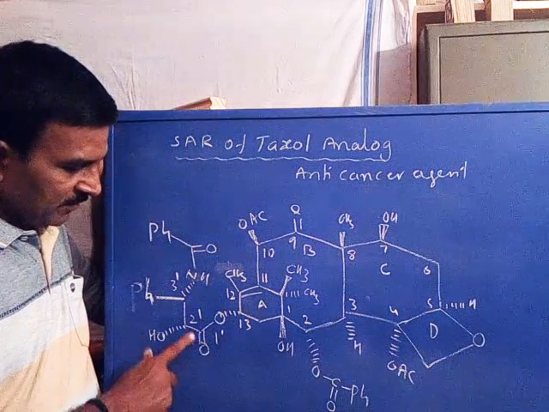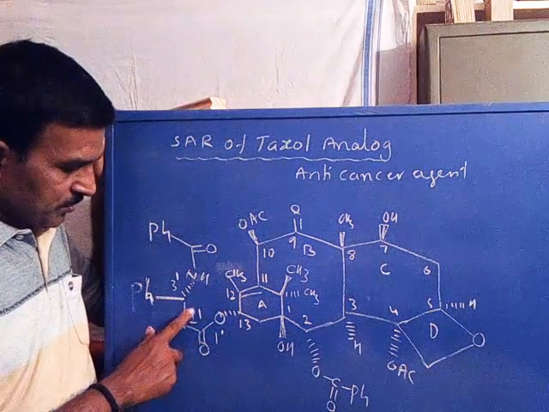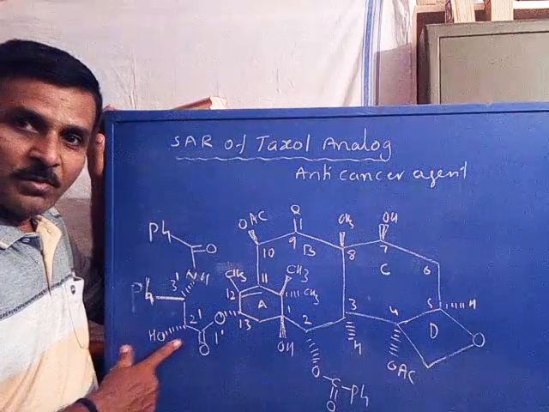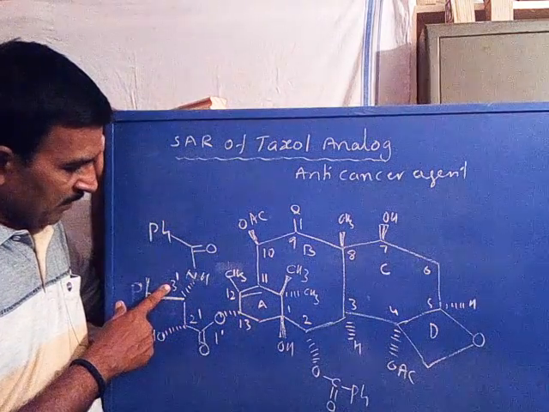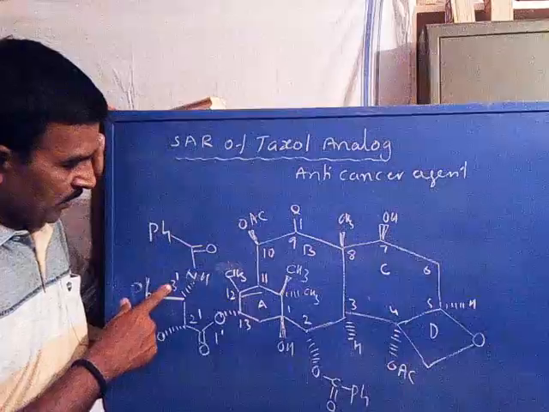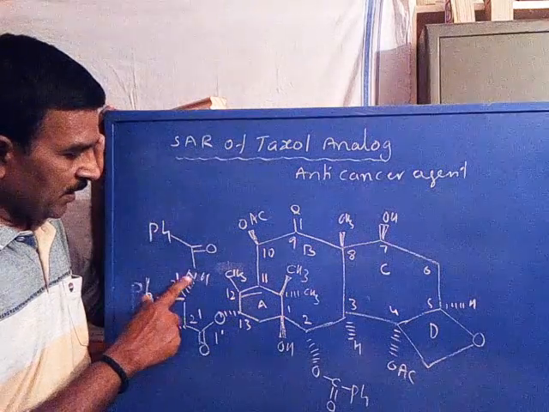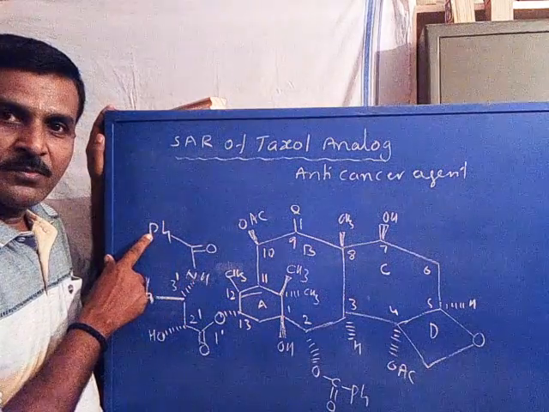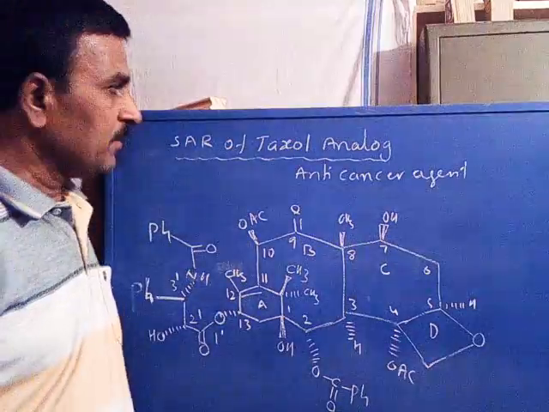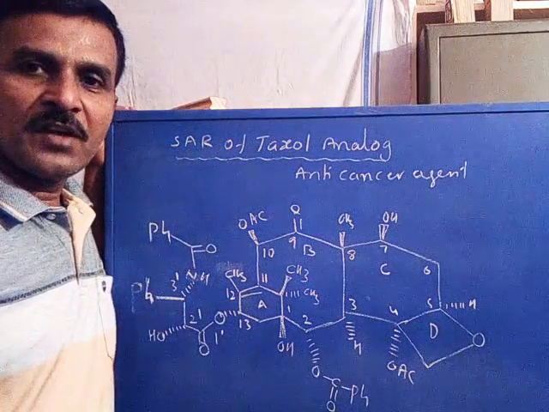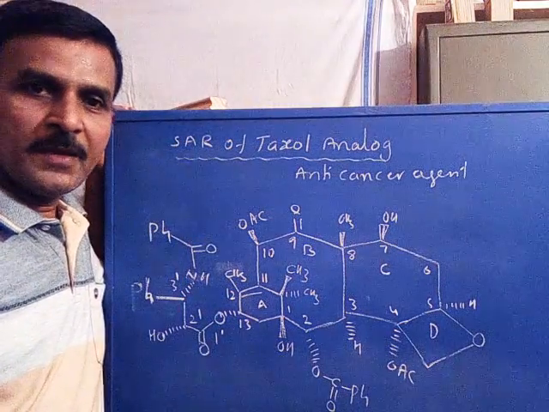1 prime carbon has a C double bond O group, 2 prime carbon has an OH group, 3 prime carbon has 1 phenyl group, 3 prime carbon also has 1 NHCOPh group. So this is the Taxol analog. Now coming to its structure activity relationship study.